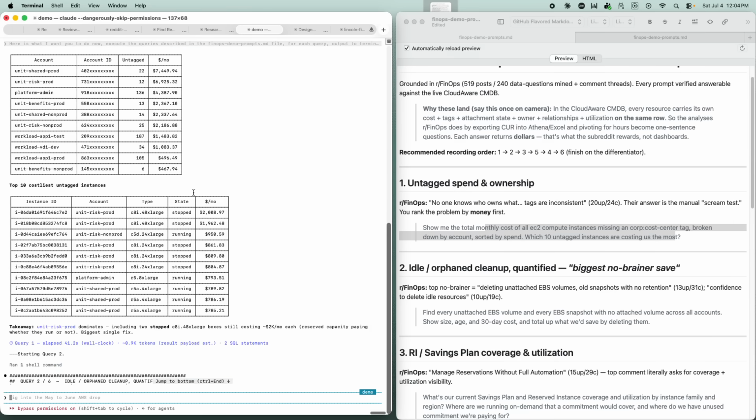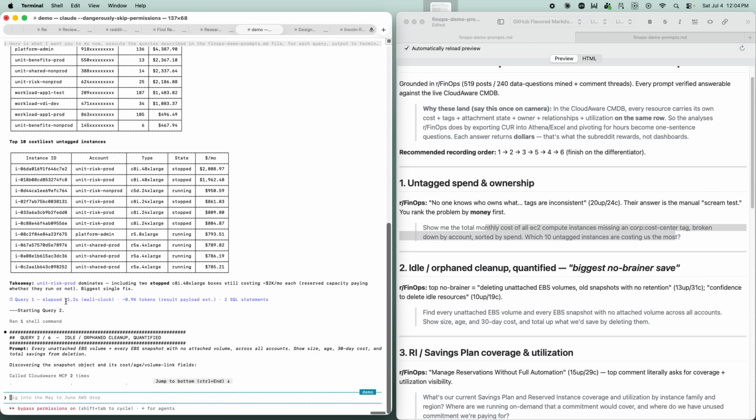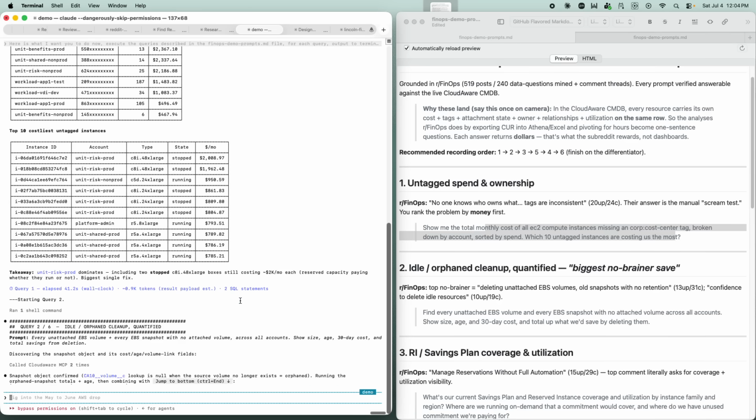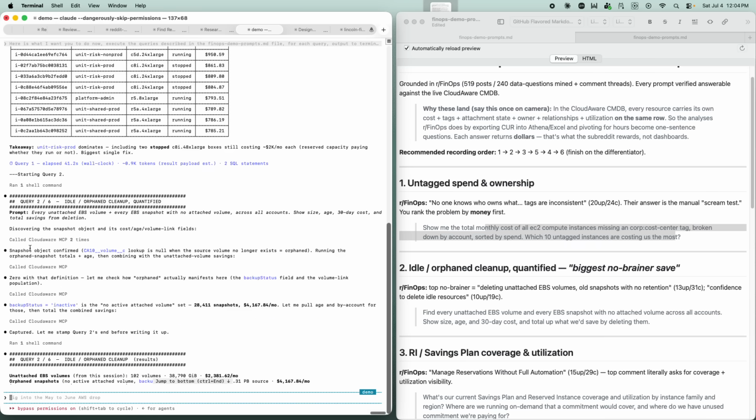It was smart enough to figure out that some of these instances are stopped. So if I was genuinely interested in an answer, I would probably ask it to filter out stopped instances. But since this is a demo, for this type of request, it took 40 seconds, very few tokens, and it made 2 SQL queries or 2 MCP calls to Cloudaware. I think that's pretty fast. Let's move on to the next request.